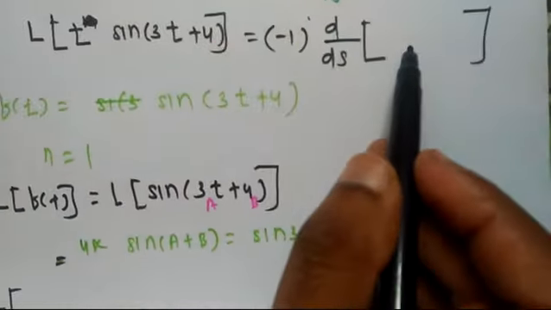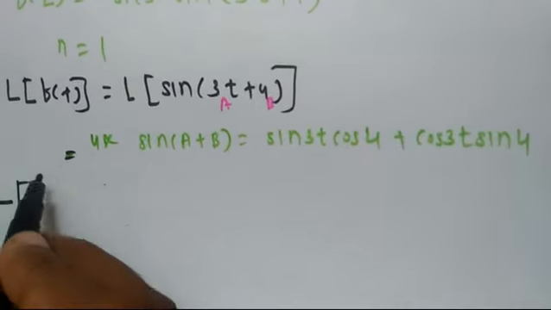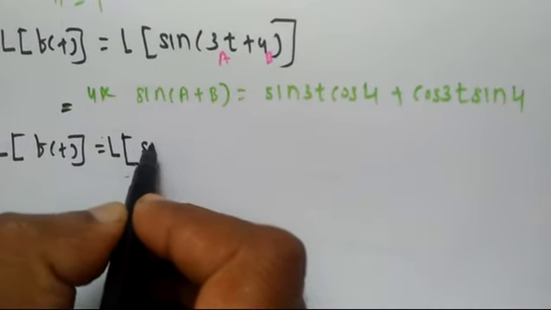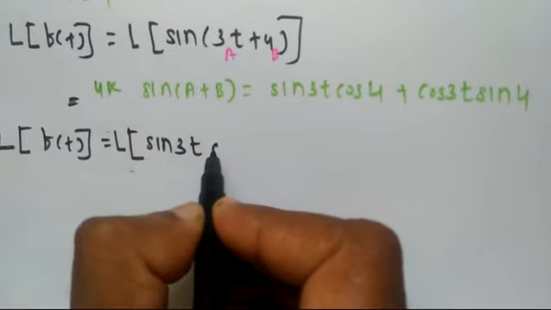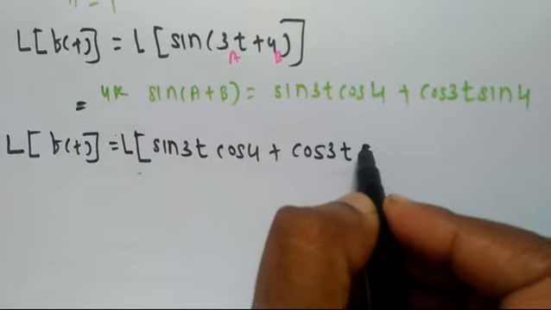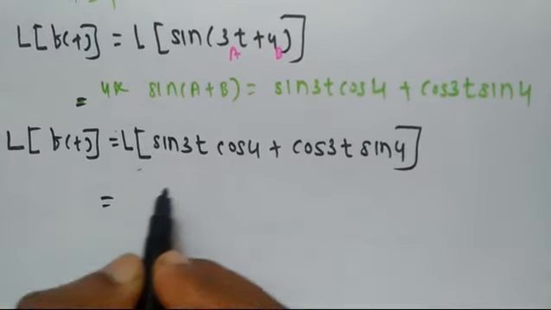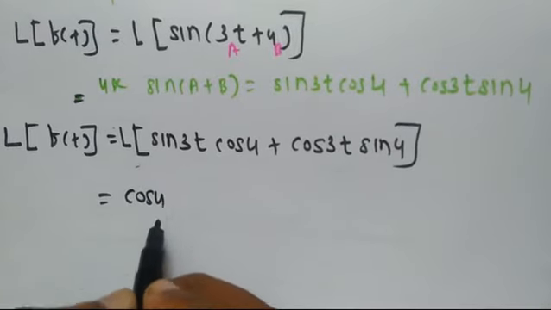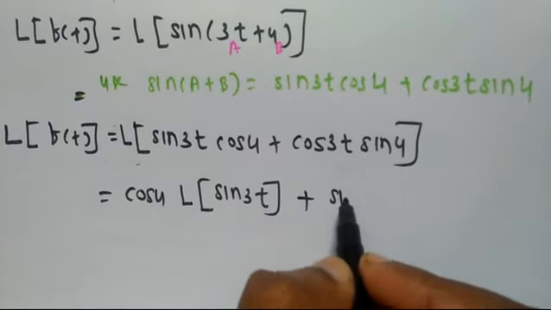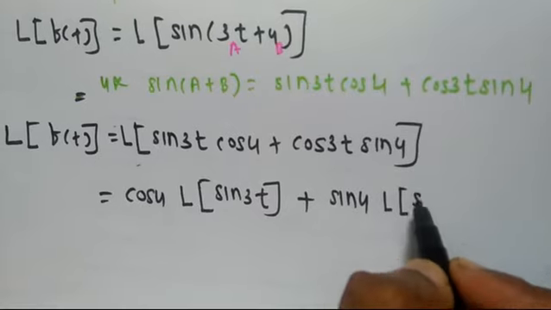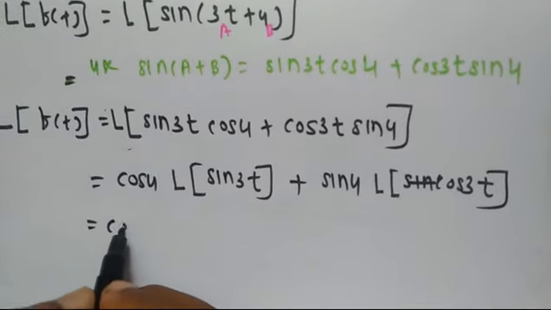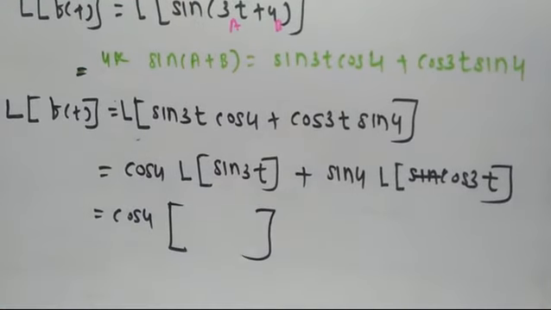See here, we require the f of s. So for this I am finding the Laplace transform of f of t. So Laplace transform of this f of t is Laplace transform of sin 3t cos 4 plus cos 3t sin 4. Okay, so cos 4 is a constant, keep it outside, Laplace transform of sin 3t. Sin 4 is a constant, Laplace transform of cos 3t. Find the Laplace transform of this.